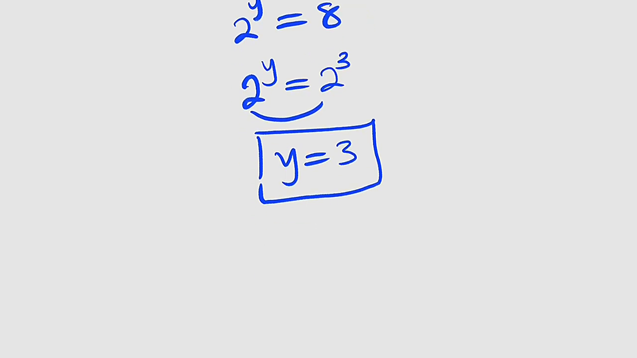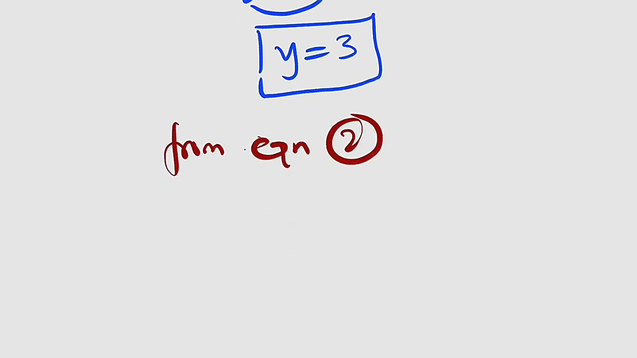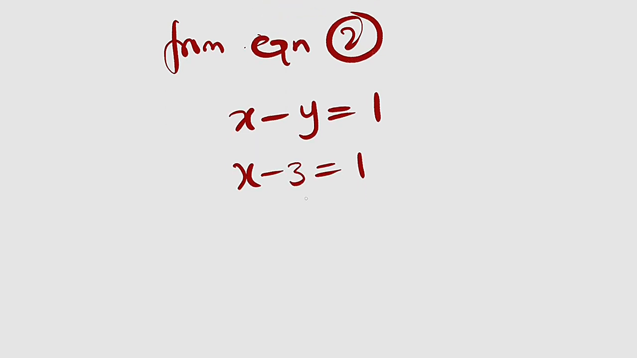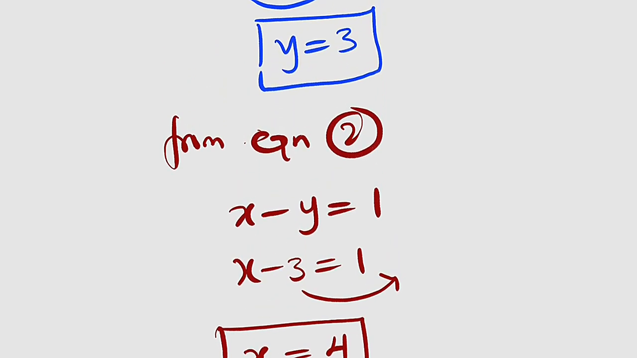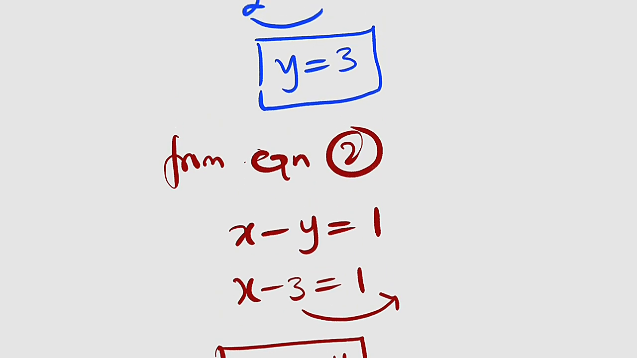So to find the value of x, we can substitute y equal to 3 in the second equation. We know that x minus y is equal to 1, right? But y is equal to 3, so x minus 3 equal to 1. Take negative 3 to the other side, it is going to become positive. Therefore, x will be equal to 3 plus 1, which is equal to 4. So we have gotten the value of x as 4 and the value of y as 3.